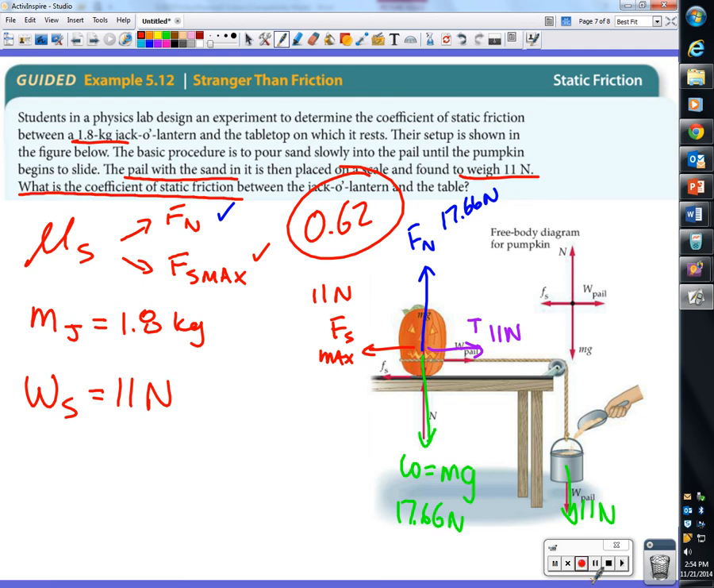Technically, there is some friction there, but that makes that problem a lot harder. Okay, so we're going to say this is like a perfect pulley with no friction, which it's not in real life, but that makes the problem a lot harder if we don't do that. Okay, all right, good there?